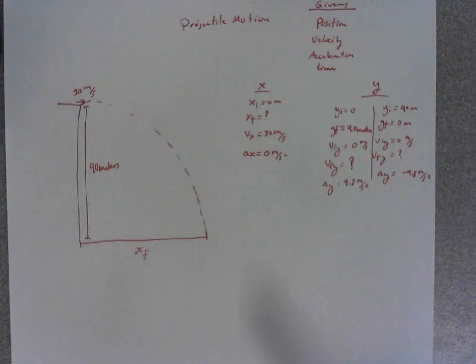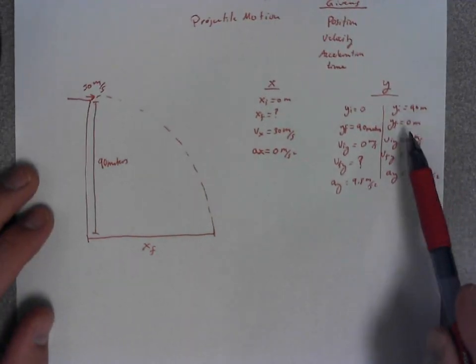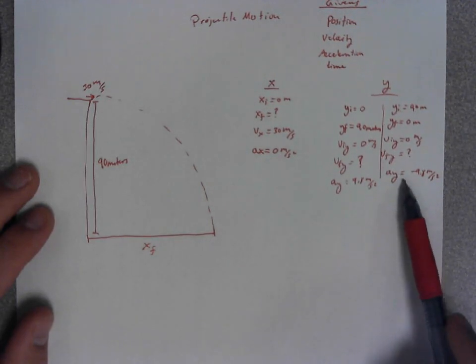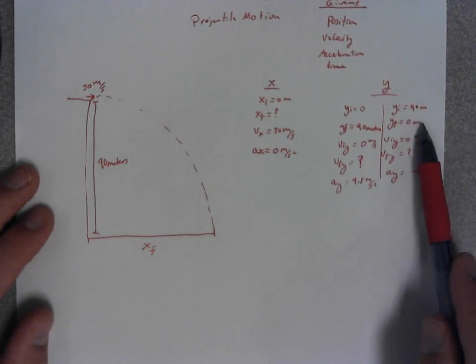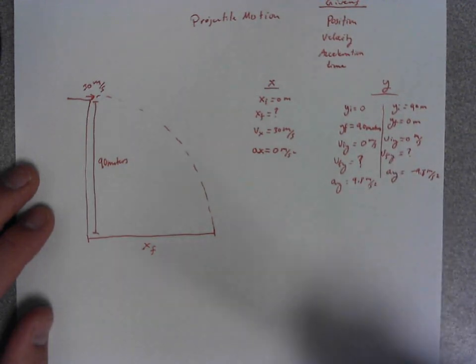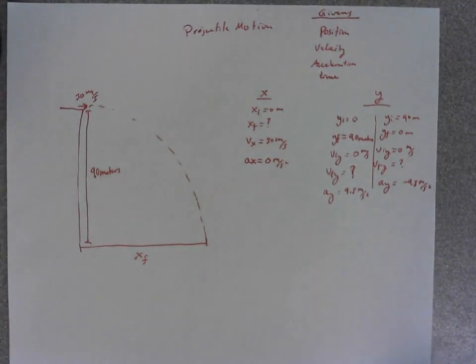Some people that really messes with them, though, and they're like, well, you're 90 meters up, so you should put your y initial as 90, and you're going to fall to that ground position of 0 meters. So that would be your y final. Your velocities don't change, but if I'm going from 90 to 0, that's a negative direction, and so my gravity would be a negative 9.8. Either one works. You can use the equations relatively the same way. You just need to make sure that you're aware of where your negative is going to be and where your positive is going to be.